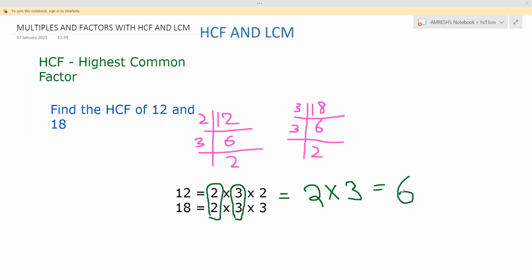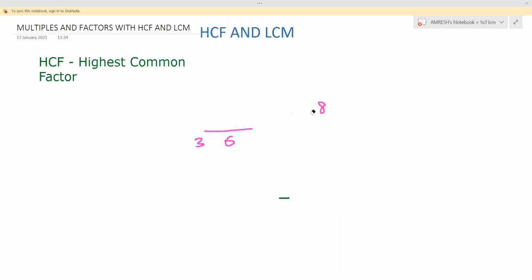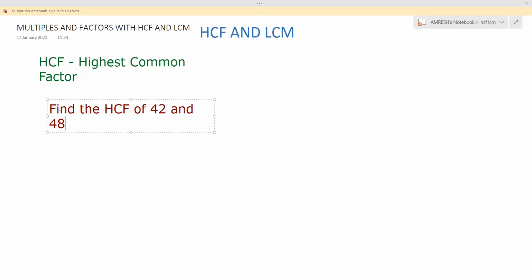Let's try one more question. This one I'm erasing. Find the HCF of 42 and 48. Easy one. I know all can do, but let me do.